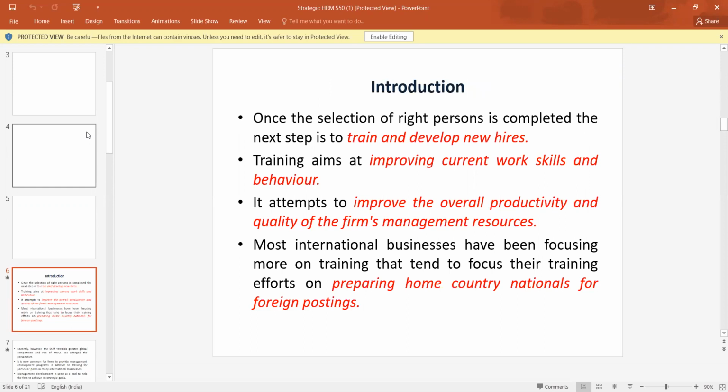Once the selection of the right person is completed, the next step is to train and develop new hires. Training aims at improving the current work skills and behavior. It attempts to improve the overall productivity and quality of firms' management resources. Most international businesses have focused their training efforts on preparing home country nationals for the foreign postings.